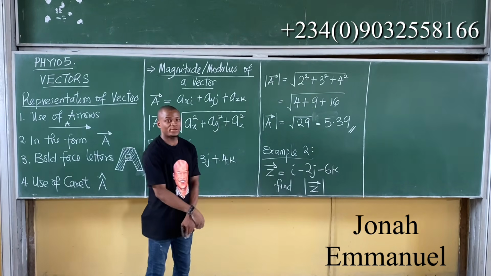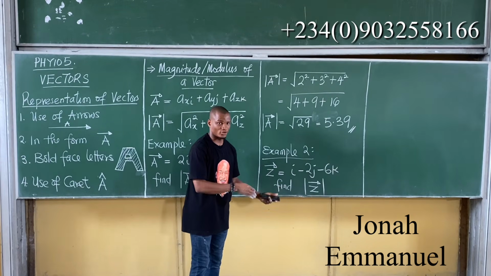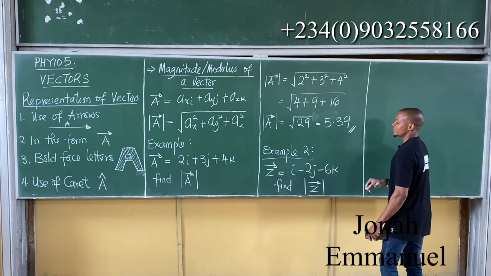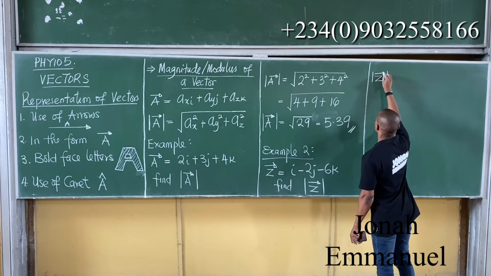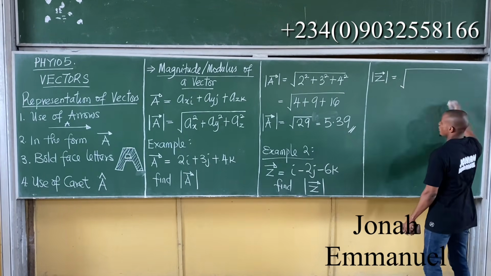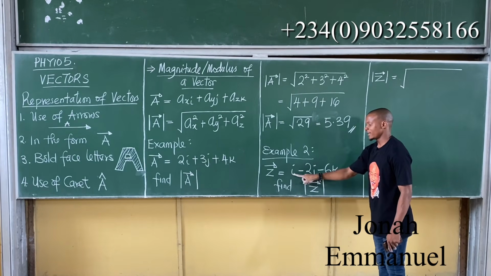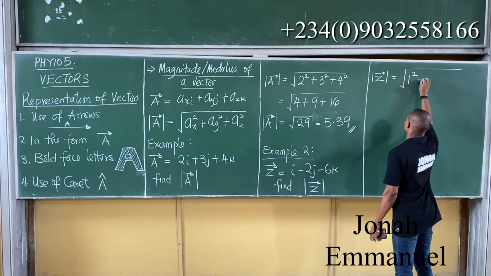Alright. So without being told, we know that this signifies magnitude or modulus. So let's get the modulus of this vector. The modulus of this vector, z, will now be equal to the square root of each coefficient squared. This one becomes 1. You can have it as i here. The coefficient here is 1, so it becomes 1 squared plus.